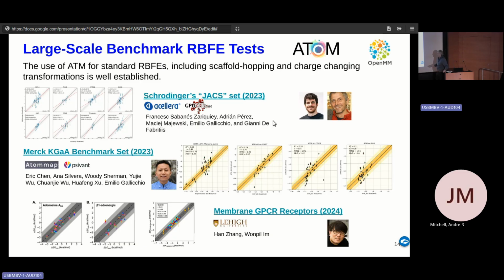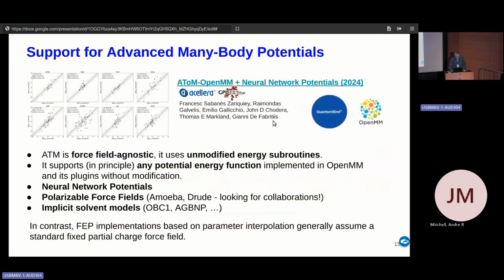Yeah, on a large data set, Schindler et al. Acellera also tested ATM, their implementation of ATM, on a fairly large data set. And in my mind, that's it. We benchmarked it, it works. So we don't do any more benchmarking for RBFEs. Of course, that doesn't mean we solved the problem. In application, one thing is a benchmark, one thing is to discover a drug. Not the same thing. Okay.